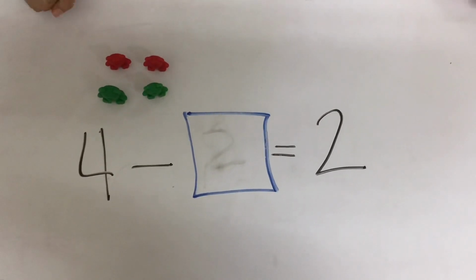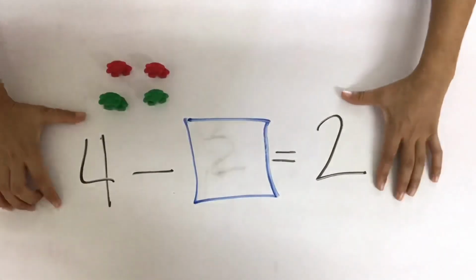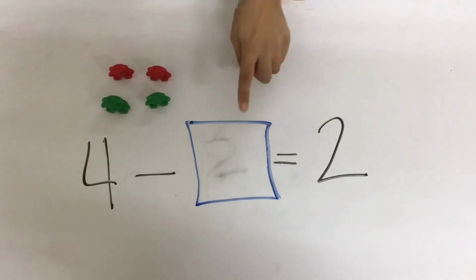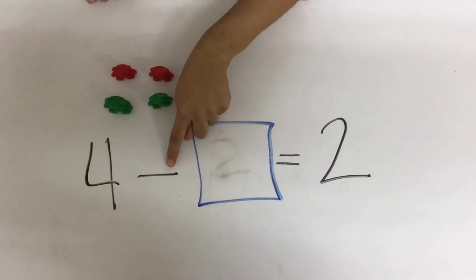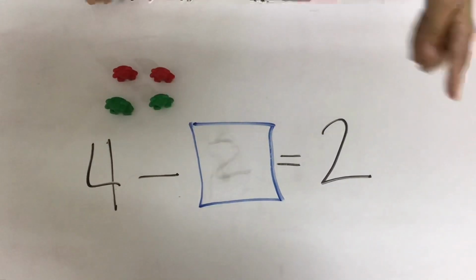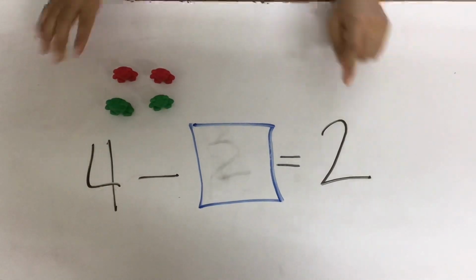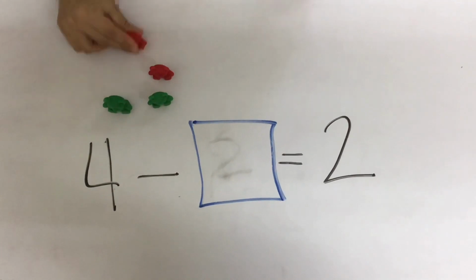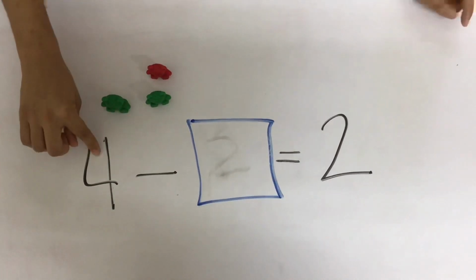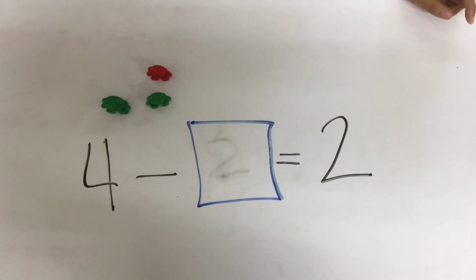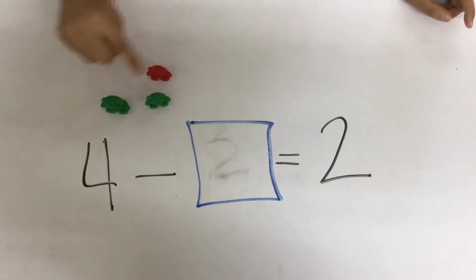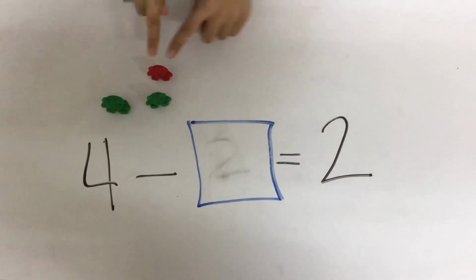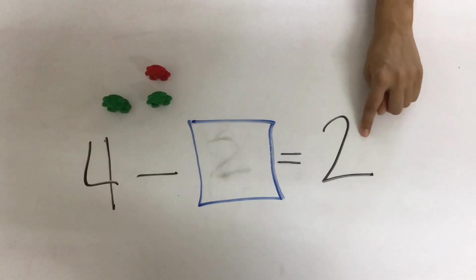Example number 4. We have a subtraction sentence. What number subtracted from 4 equals 2? Over here I have 4 bears. Let's take 1 bear. 4 minus, let's see how many do we have? 1, 2, 3. 4 minus 3 equals 2?